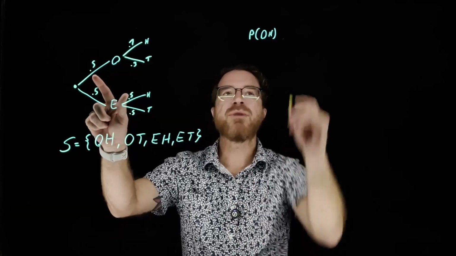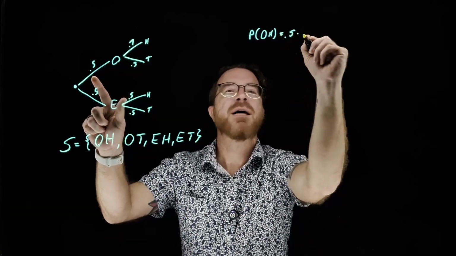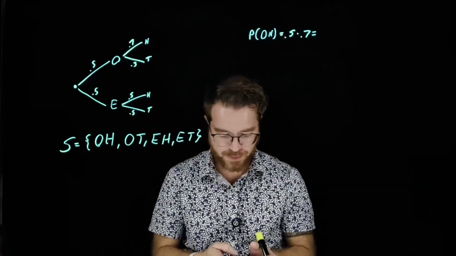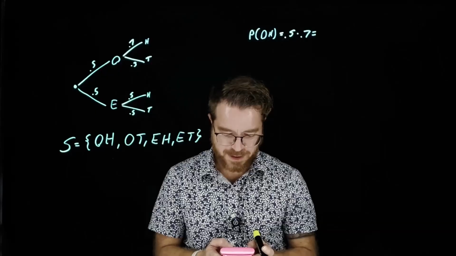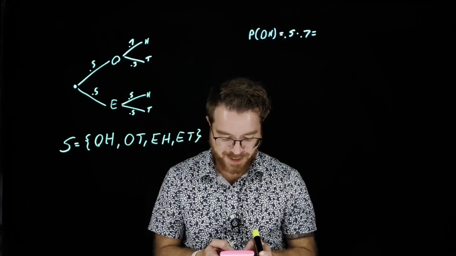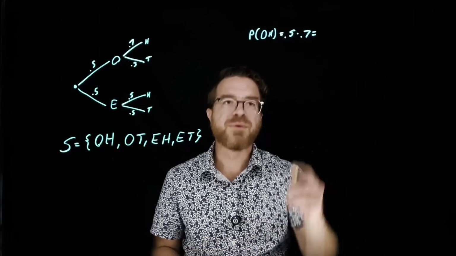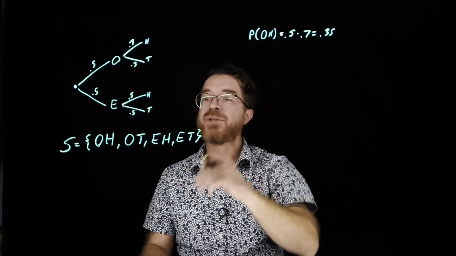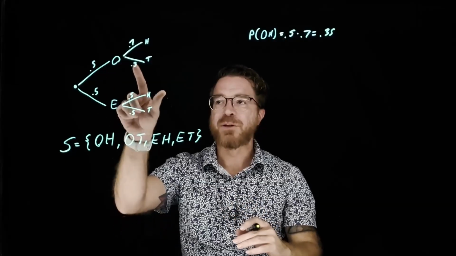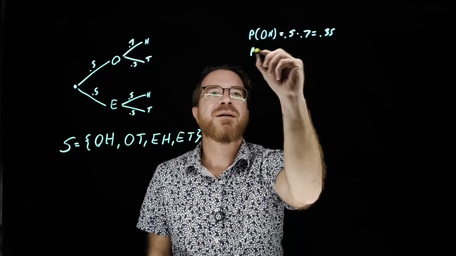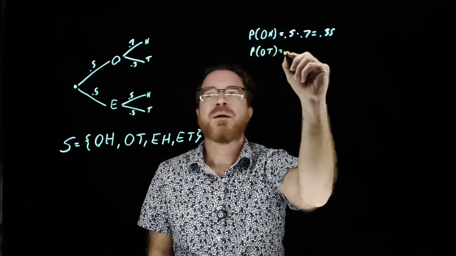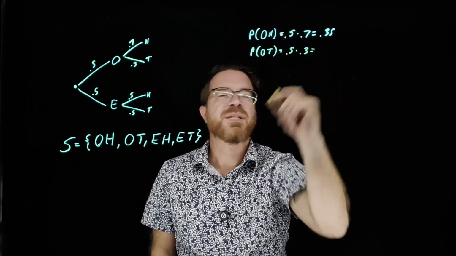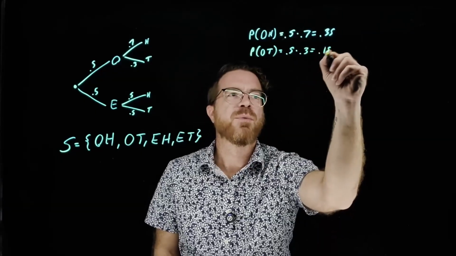So this is going to be 0.5 times 0.7, which is going to be equal to, I know what the answer is, but I'm just going to look it up anyway, 0.35, just like we would expect, half of 0.7. And then I'm going to do probability of getting odd followed by tail, which is going to be 0.5 times 0.3. So in this case, half of 0.3, 0.15.